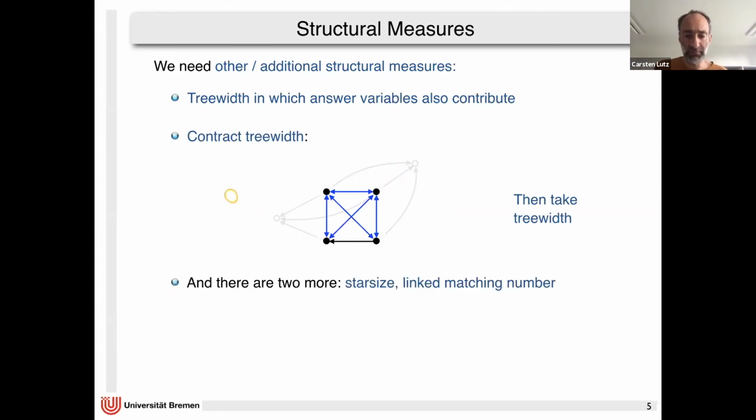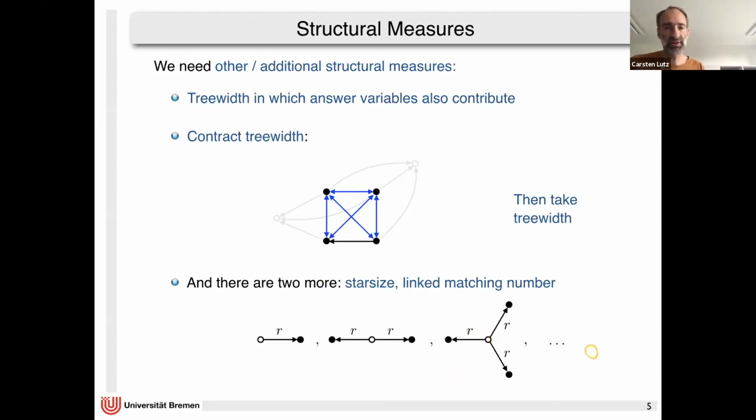There are two more. One is called star size, the other is called linked matching number. I cannot define them in full detail. Let me only mention that the class of queries that you had seen on the previous slide, these star queries, this is a paradigmatic example of a class of queries that has unbounded star size. Star size gets bigger and bigger and bigger as you increase the number of rays in these stars.